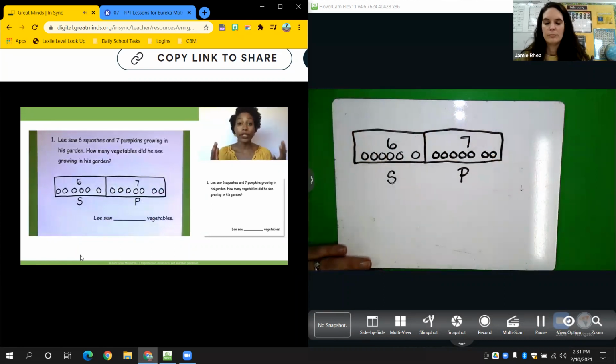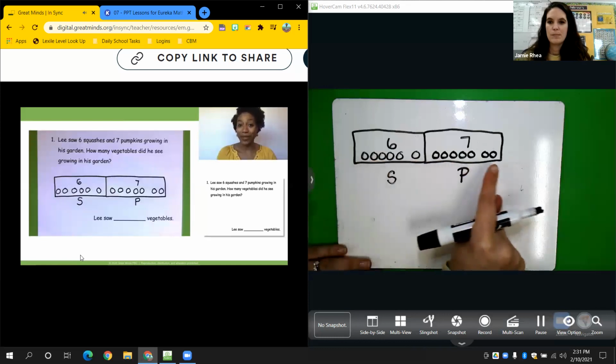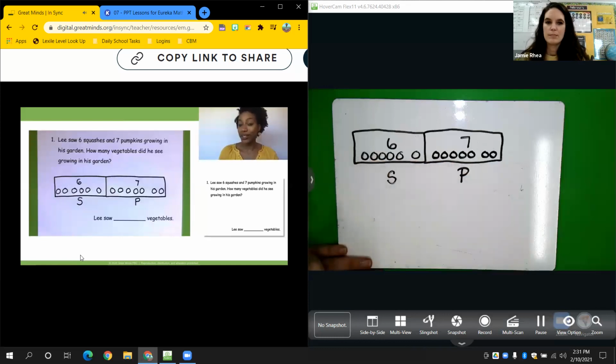One thing I loved about cubes is you could see where the two parts were. We drew rectangles so you could still see where the two parts are separate from each other. We have 6 squashes over here, and the rectangle separates it from the 7 pumpkins over here. That's great. Let's reread the question. How many vegetables do you see growing in his garden?